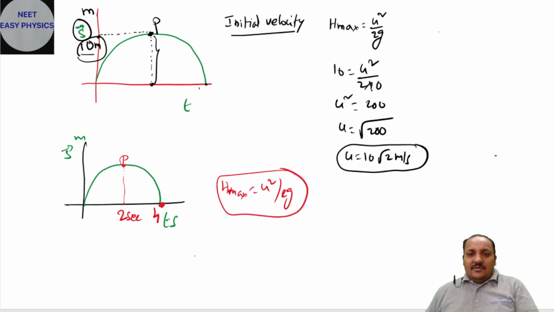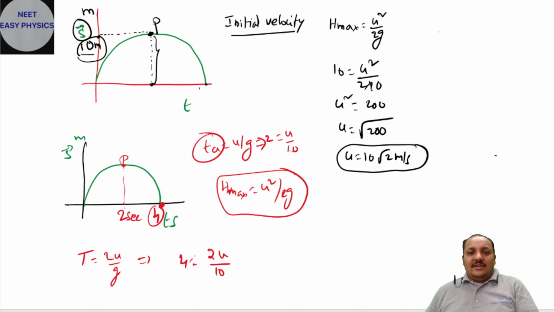The maximum height is u square by 2g. But here they give time of ascent. What is time of ascent? u by g. This time of ascent value is 2. So 2 is equal to u by 10. Then u is 20 meter per second. Otherwise, here total time 4 they give. What is the total time formula? 2u by g. So from this, 4 is equal to 2 into u by 10. From this also, you are going to get the same initial velocity, u value 20 meter per second. So this is in case of a vertically projected body.